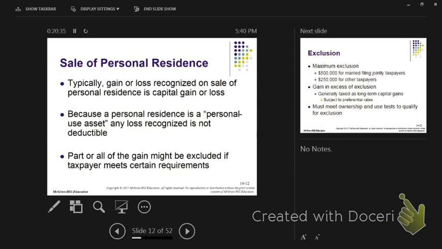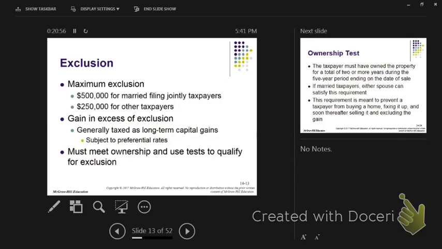Because a house is a personal asset, you do not get to deduct a loss. If you sell your house at a loss, you just have a wonderful loss. That's a bummer, but that's the way it is. Now, if you sell it at a gain, you have to include the gain. You can't deduct the loss, but you have to include the gain, unless you meet a few of these exclusions.